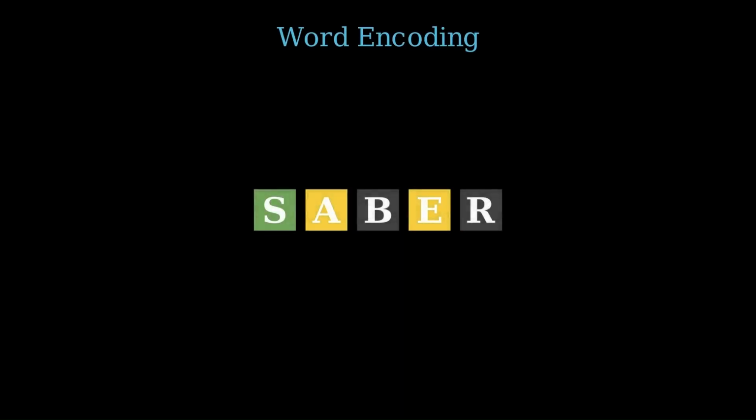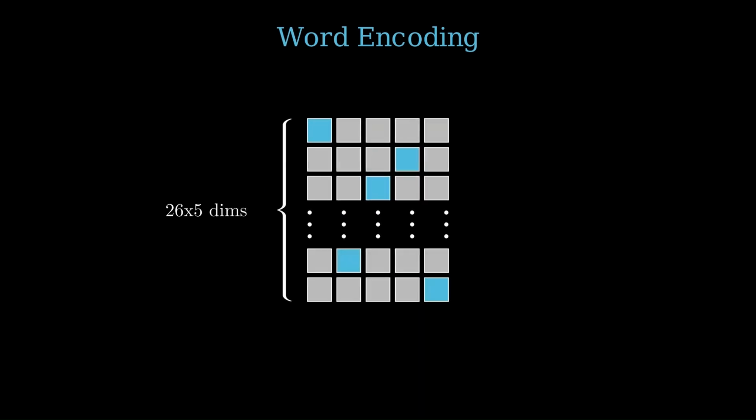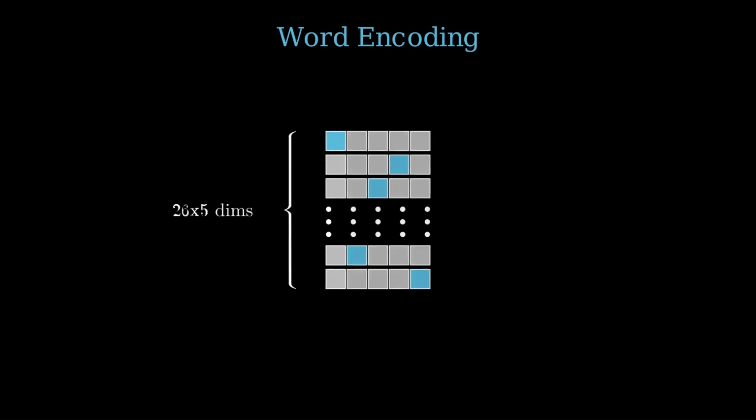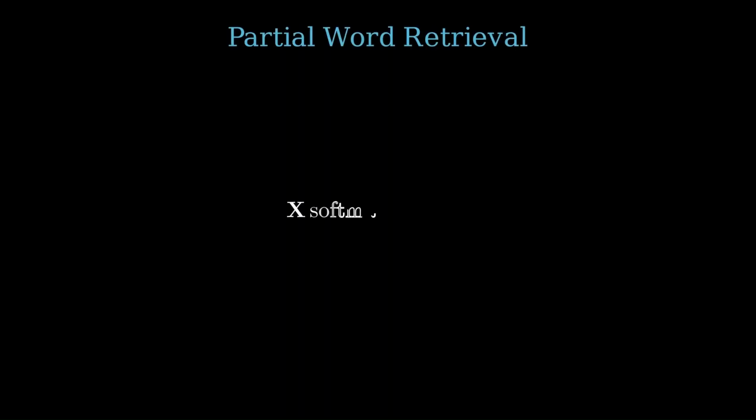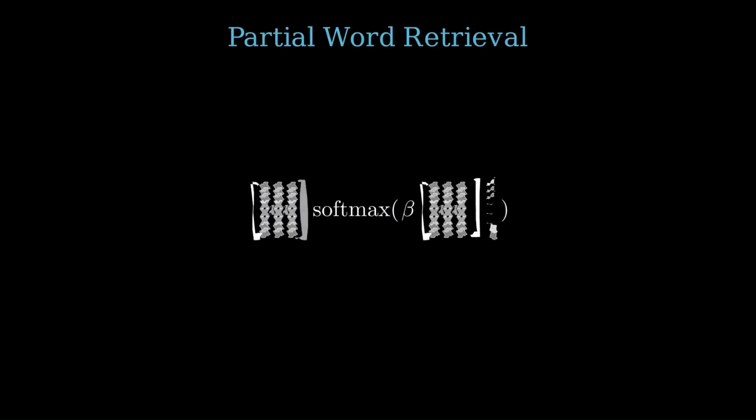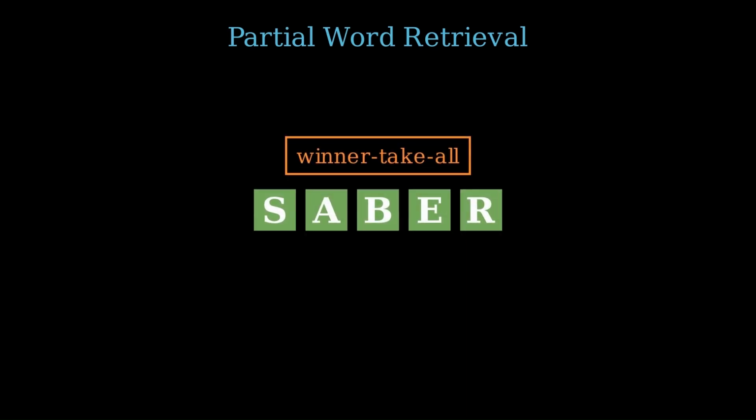Here's how I implemented the Wordle solver. I encoded 5-letter words into 130-dimensional vectors using one-hot encoding, 5 positions times 26 letters. The core architecture used modern Hopfield dynamics with softmax attention to retrieve stored word patterns from the flattened vector. When given a partial word, the network computes the similarity between the partial pattern and all stored memories, applies softmax attention weights, and retrieves the most similar complete word through winner-take-all decoding.